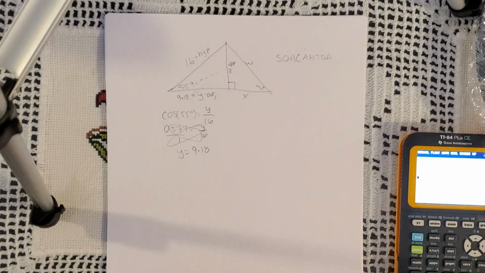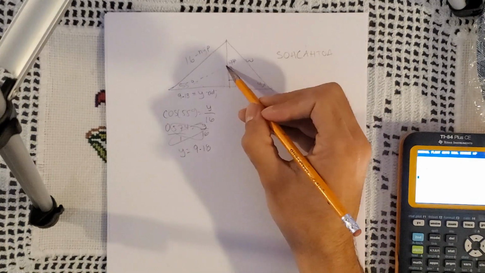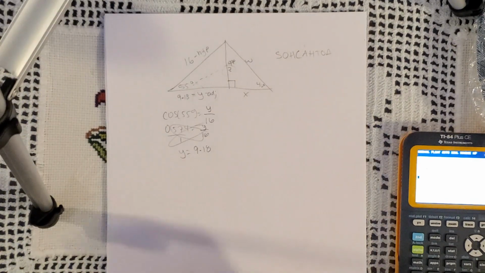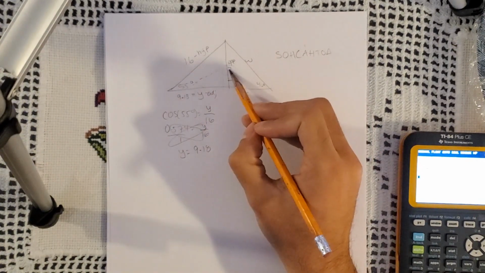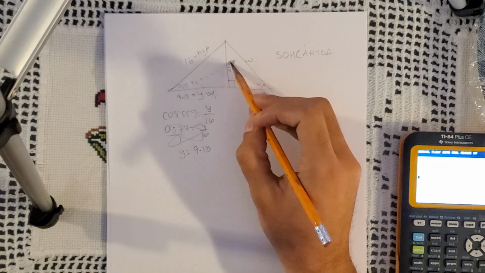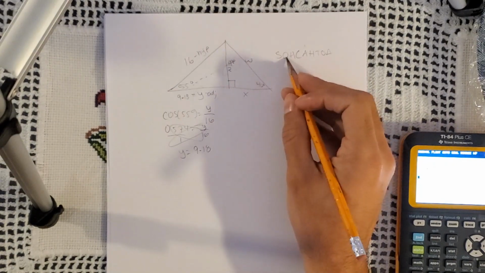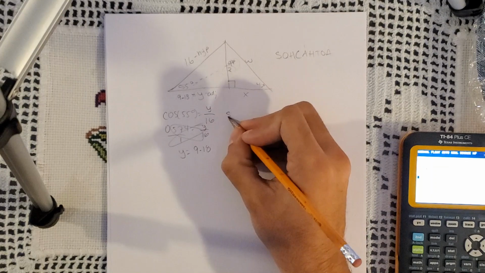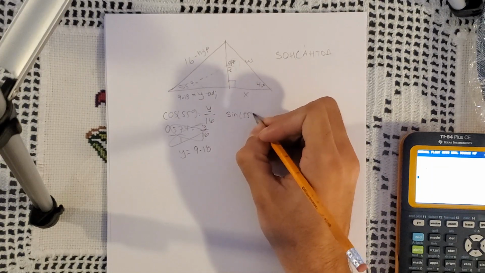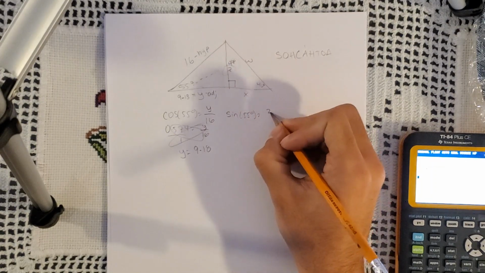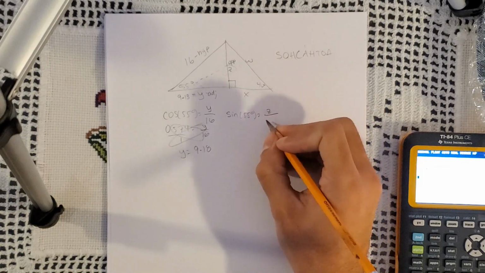Now I could either use Pythagorean theorem or trig to solve for this z variable here. I'm going to continue to use trig. So I know the opposite. I'm trying to solve for opposite. I know the hypotenuse. So opposite and hypotenuse, sine. So sine of 55 degrees equals opposite z over hypotenuse 16.